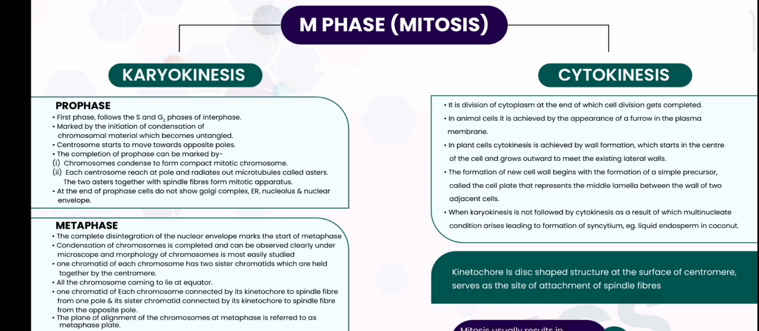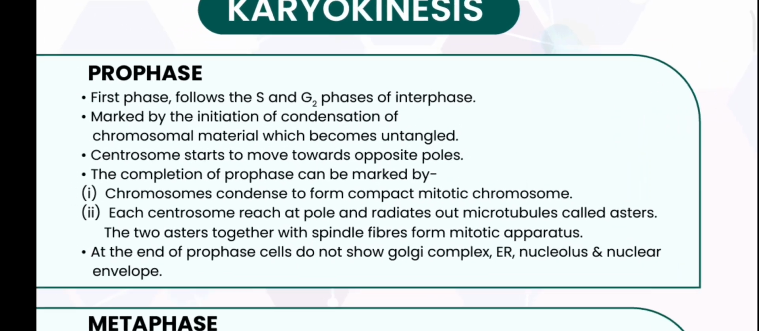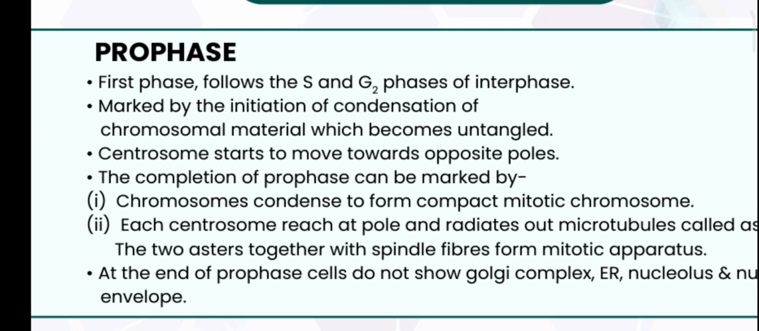Karyokinesis consists of four phases: prophase, metaphase, anaphase, telophase. Prophase. The first phase follows the S and G2 phases of interphase, marked by initiation of condensation of chromosomal material, which becomes untangled. Centrosomes start to move towards opposite poles.